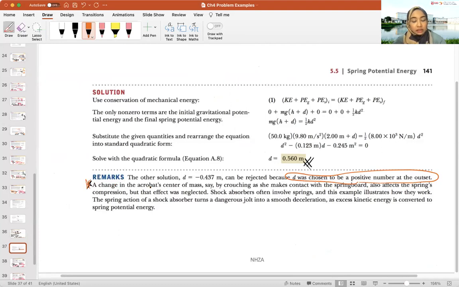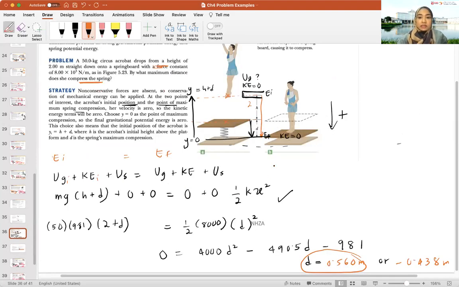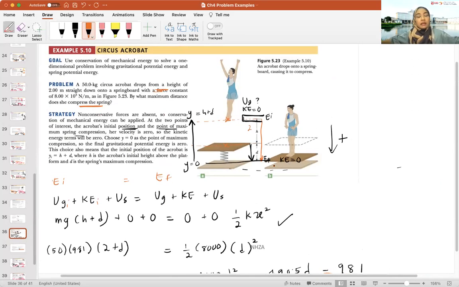So a change in the acrobat's center of mass, say by crouching as she makes contact with the springboard, also affects the spring compression. What does that mean? But the effect was neglected. So here we are assuming this acrobat bila dia terjun badan dia tegak je. Tapi sebenarnya in reality people will crouch. They will be making their body smaller. Kalau extend macam ni, bila terjun dia akan buat macam ni kan. Saya tak tahu kenapa. Tapi that has something to do with the center of mass.